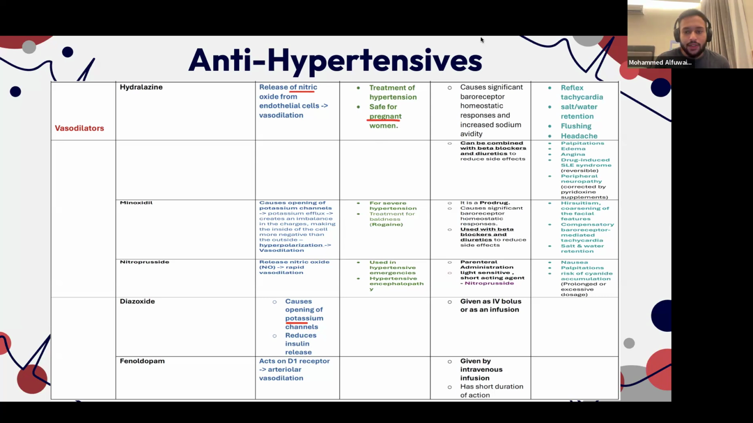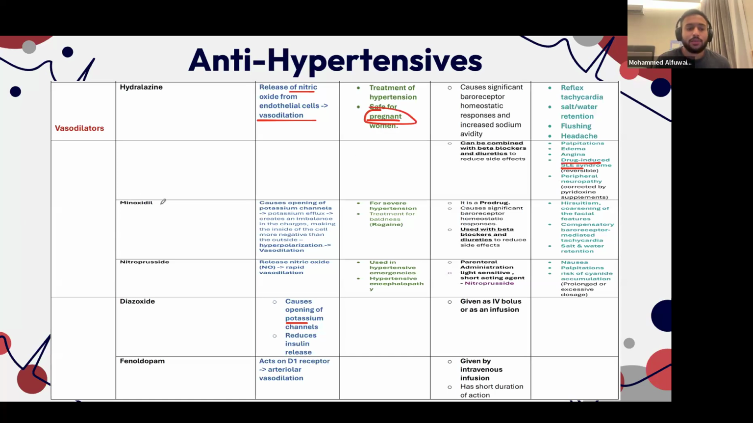Okay, that's for hydralazine. Other than that, an important side effect is drug-induced SLE. There will be another drug that we'll talk about in this session, which will cause drug-induced SLE, okay? And I'll question you guys about hydralazine again later on, okay? But that's basically it. Releases nitric oxide, that causes vasodilation, very good for pregnancy, okay?